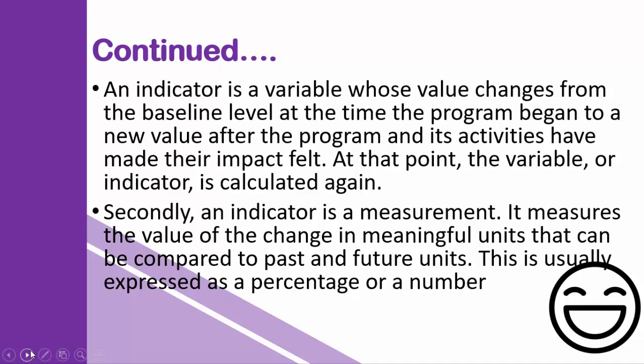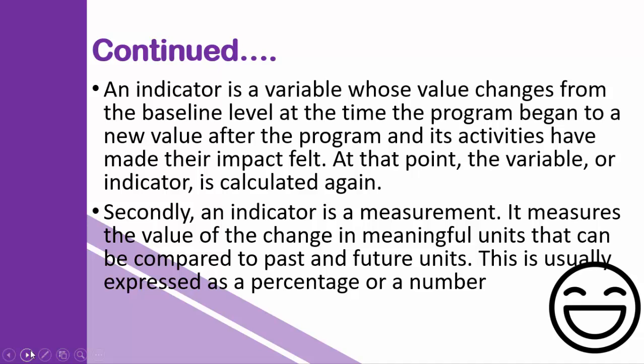So you see, with indicators, the change can either be positive or negative. Take for instance, if you want to measure whether farmers in a certain community are empowered, financially empowered, what indicator do you think you'll use? You probably will use an indicator that measures the level of income per month of that farmer.